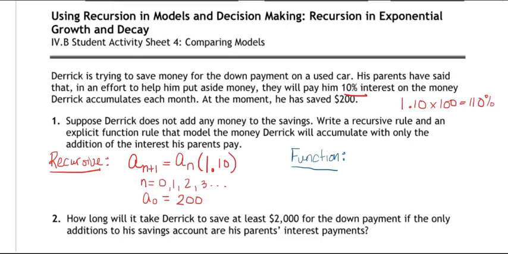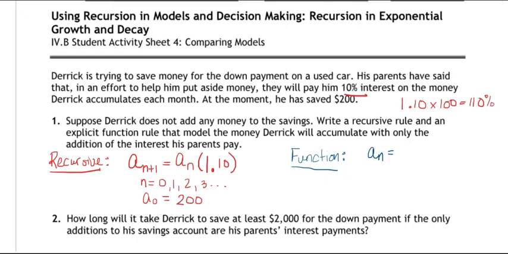The function rule is one where I can just plug in, if I want to know the 32nd month, I plug in 32 for some variable within my equation to get the amount that I'm going to have back. So what I'm going to do with that one is my function rule would be a sub n, and that's equal to. And the way you set up the function rule, it's always going to be doing the same thing.